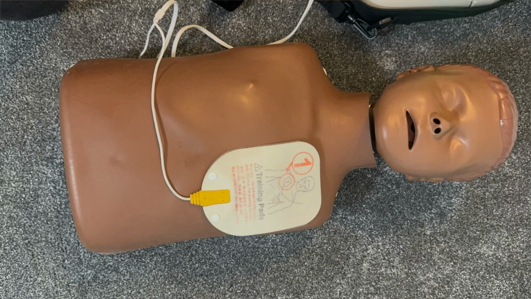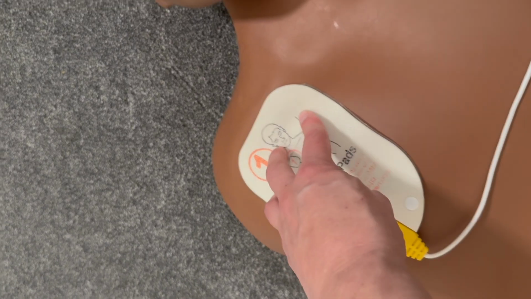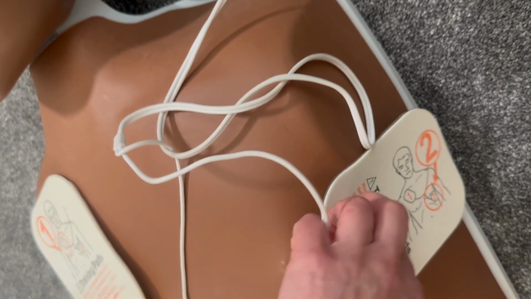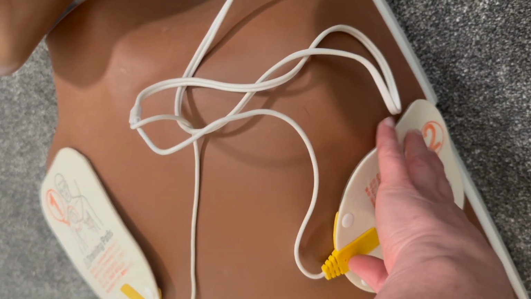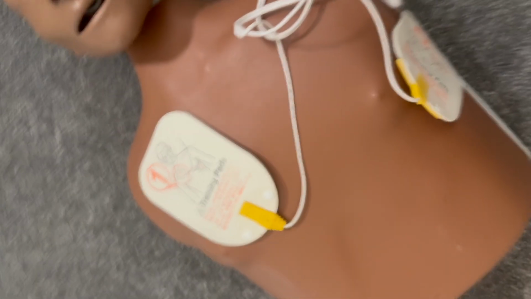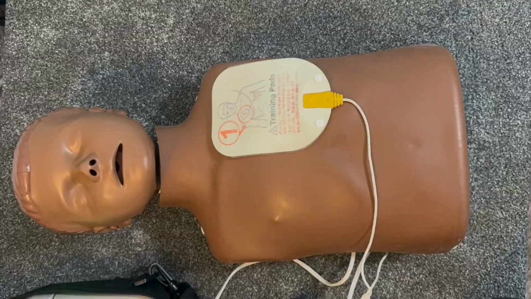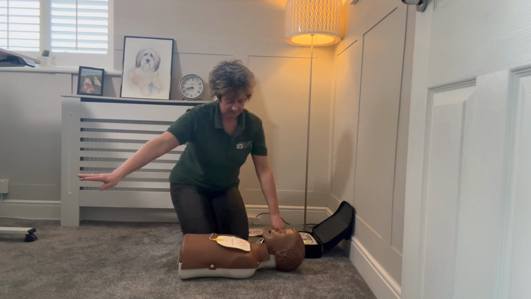Whereas if a child is larger, around 25 kilograms or over, or an adolescent, we're going to use adult style placement. This is where we place one pad underneath the right clavicle and then the other on the left hand side underneath the armpit. Now, the key rule is pads must not touch and the shock needs to travel through the heart. So you need to place the pads depending on the size of the person rather than the age of the person.